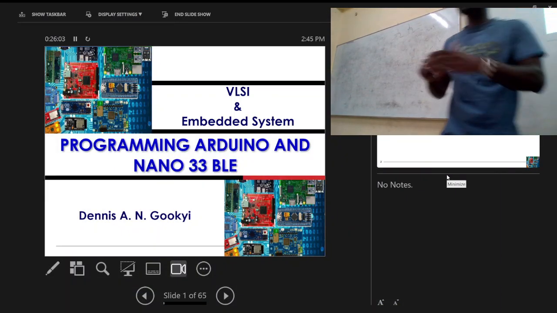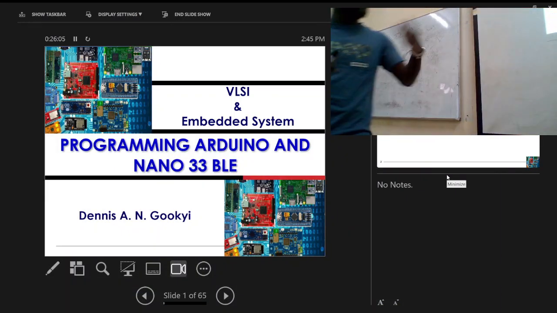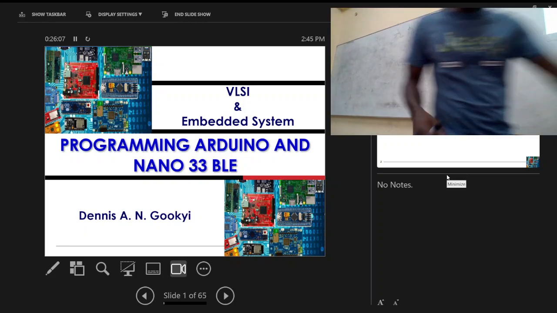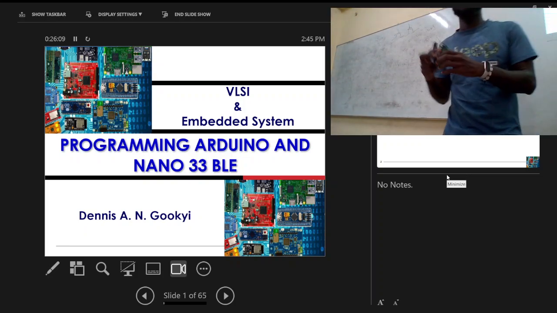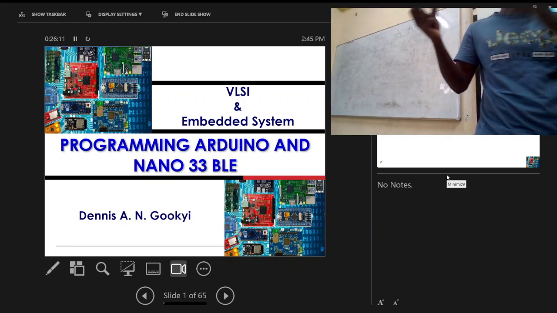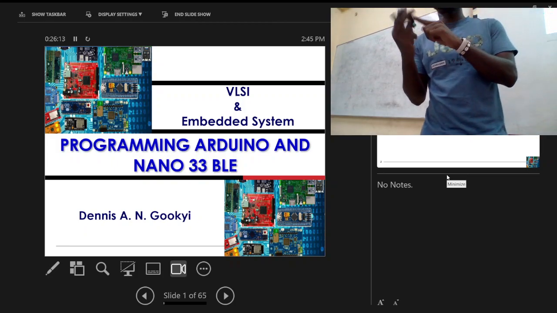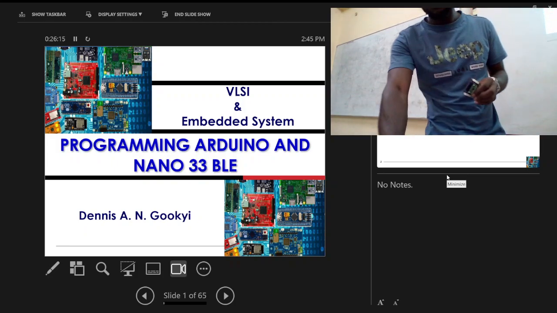Okay, so the next thing is we are going to learn how to program this simple board. And as I said, we use what is known as the Arduino IDE to program this board. As simple as that.